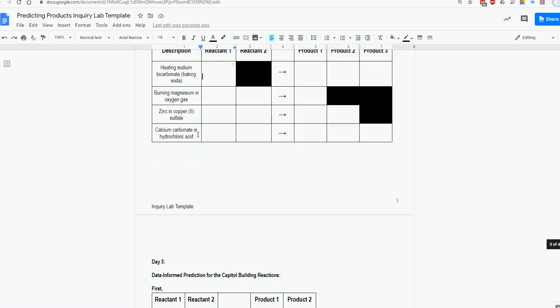This one here is probably pretty similar, isn't it? Calcium carbonate and hydrochloric acid. If I could figure that one out, that probably would help me out quite a bit. Let's take a look at that one for a second. Calcium carbonate is that, and we are mixing it with hydrochloric acid, which is that. Let me make those a little bigger so you can see them better. And what are the products?